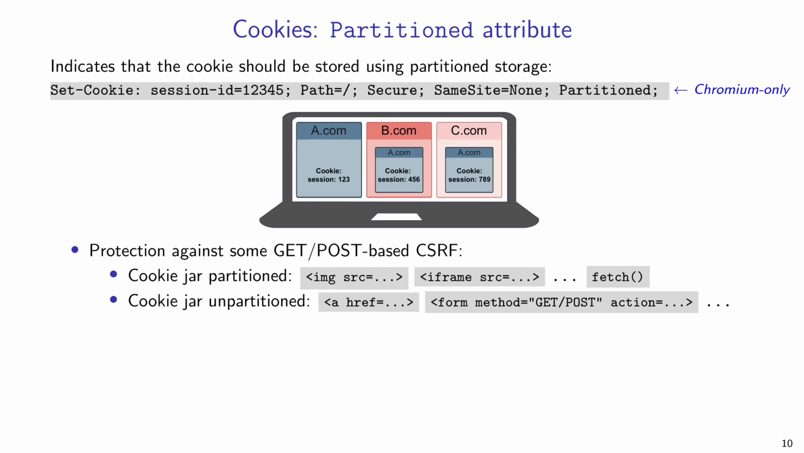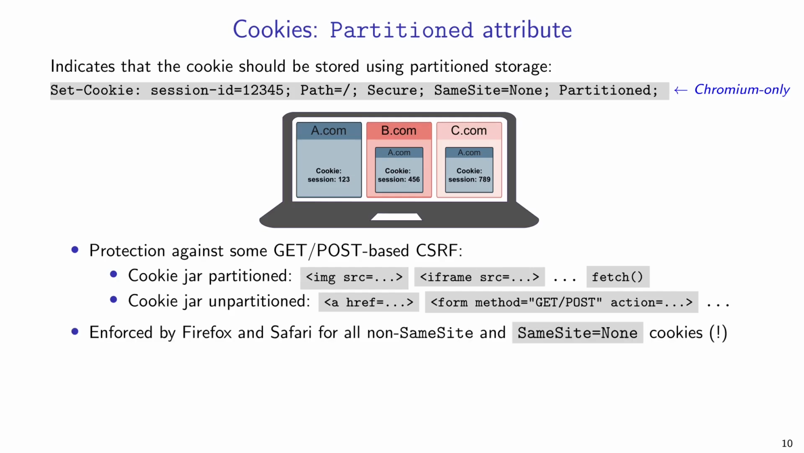Note that this partitioned attribute is supported by Chromium-based browsers only. However, where it gets interesting is that this kind of cookie partitioning is enforced by Firefox and Safari for all non-SameSite cookies and all SameSite equals none cookies. Now, it may seem that Firefox and Safari are doing a great job here by enforcing such partitioning for all non-SameSite cookies. This indeed seems better than including unpartitioned cookies in all cross-site requests. However, the problem is that in Firefox and Safari, this type of partitioning can be easily bypassed.